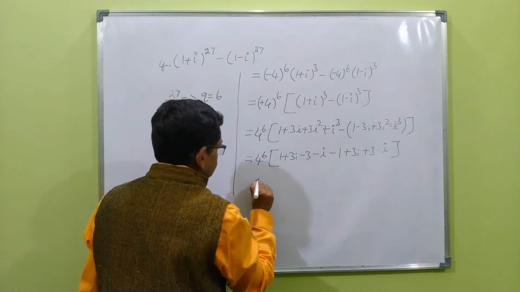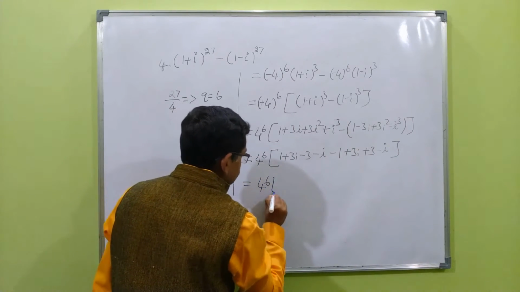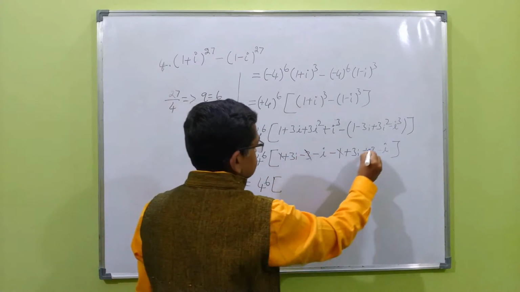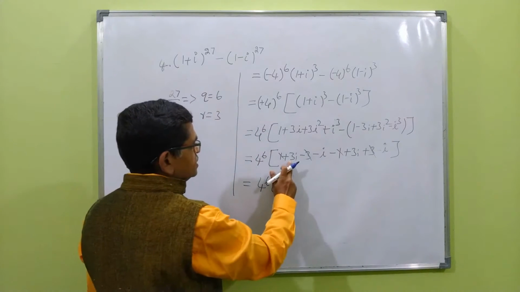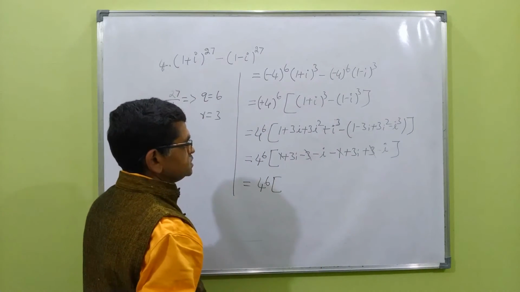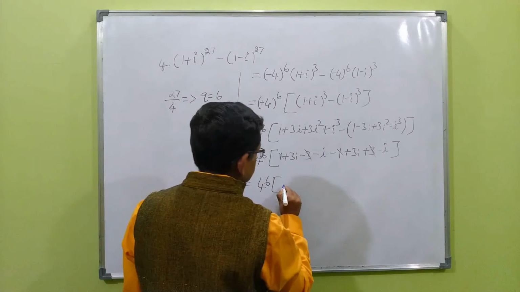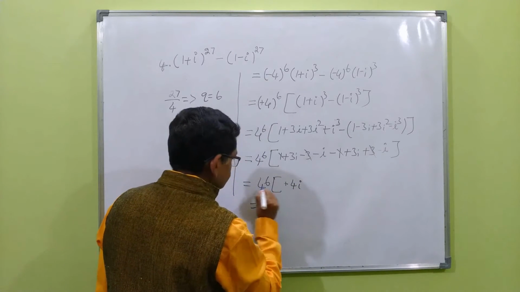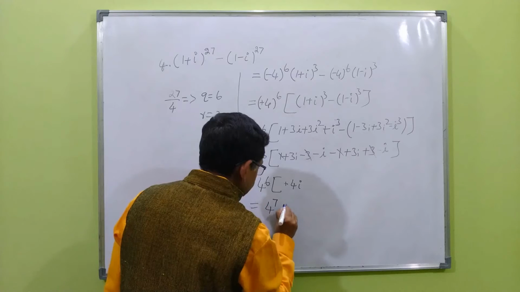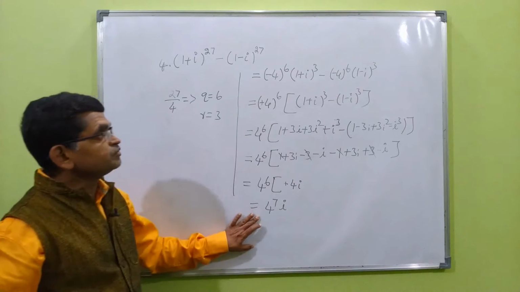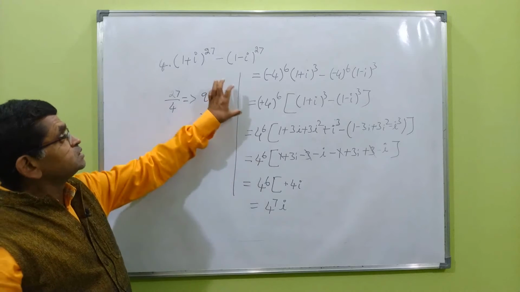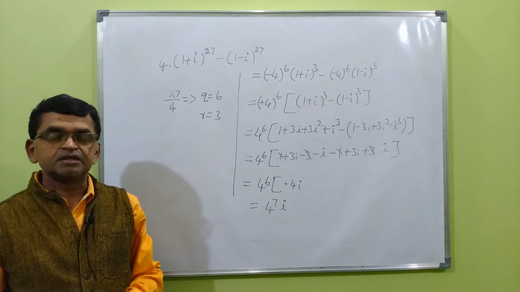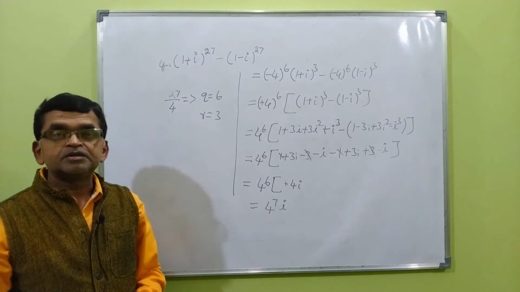So 4 to the power 6 into, plus 1 minus 1 get cancelled, minus 3 plus 3 get cancelled, 3i plus 6i minus 2i minus 4i plus 4i, it is totally 4i, or 4 to the power 7i. You can write like this. This is the simplified form. So if you apply this technique, you can arrive at the answer very quickly. Otherwise it takes a lot of time.